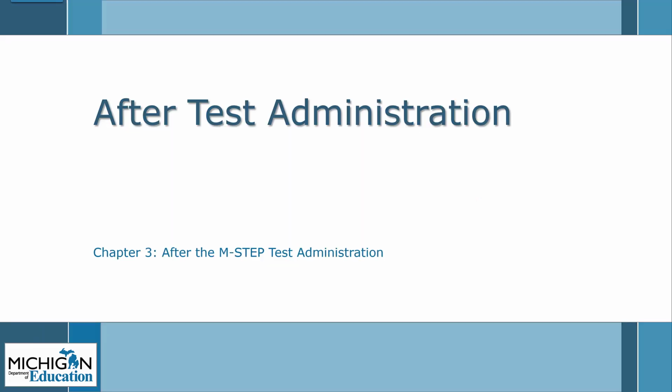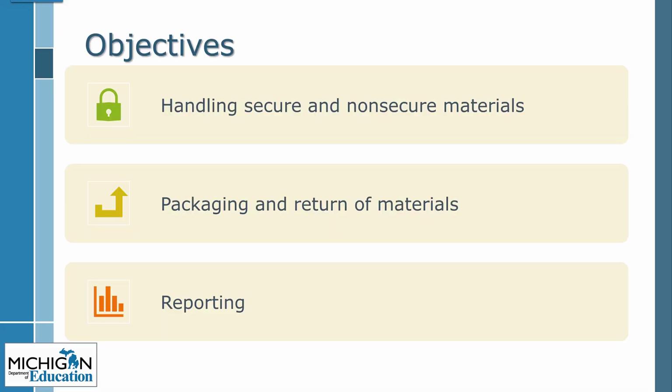This section discusses Chapter 3 of the M-STEP Grades 8 and 11 Test Administration Training, after the M-STEP Test Administration. First, I will discuss the appropriate handling of secure and non-secure materials after testing. Next, I will cover the packaging and return of materials for schools with paper pencil materials. I will end by discussing preliminary reports availability and final reports.